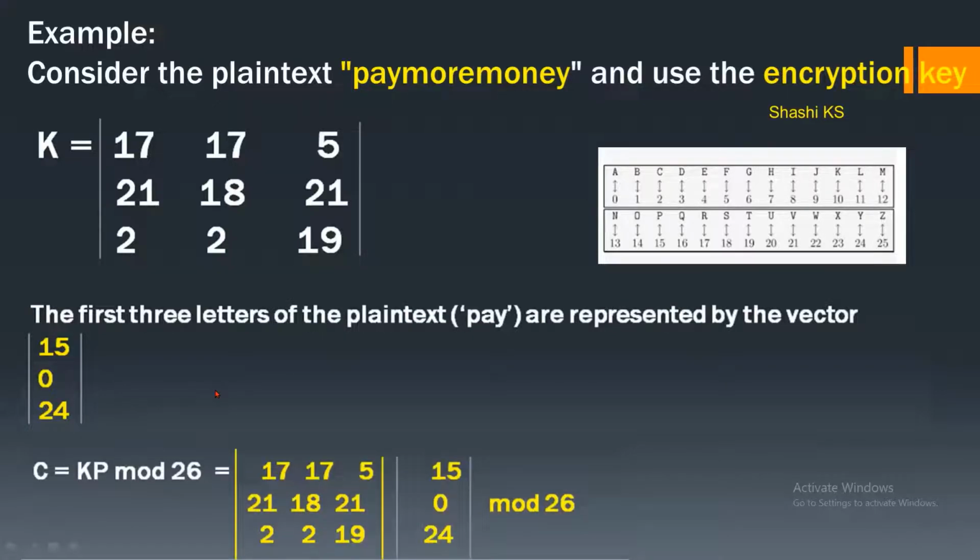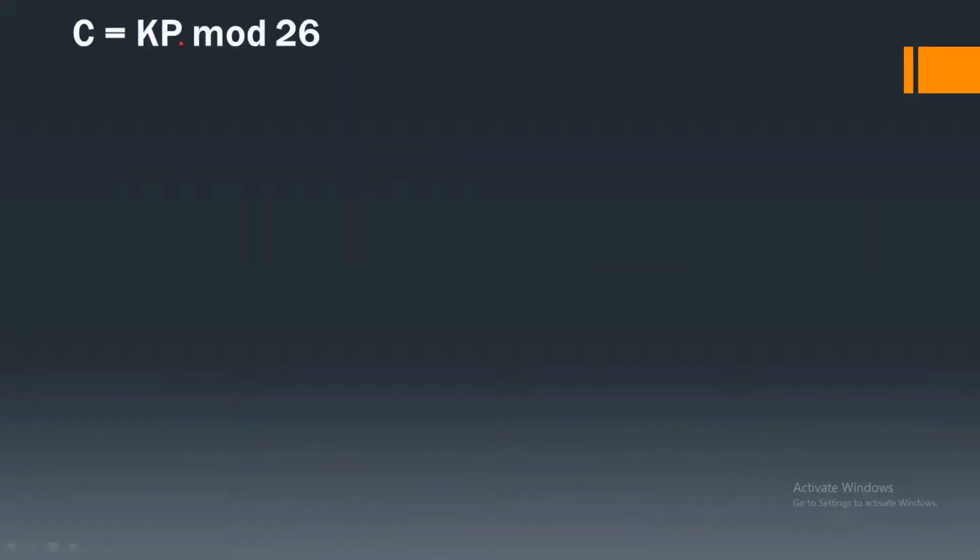So the next step is to do the encryption process. The formula which we use for encryption in Hill cipher is that the ciphertext is produced as the key K multiplied with the column vector representing the plain text, and then a mod 26 operation is also performed. So the formula is C is equal to KP mod 26.